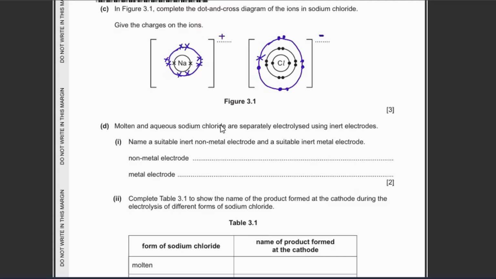Next, molten and aqueous sodium chloride are separately electrolyzed using inert electrodes. Name a suitable inert non-metal electrode and a suitable inert metal electrode. So we know a non-metal electrode is the graphite electrode, and a metal electrode is platinum.